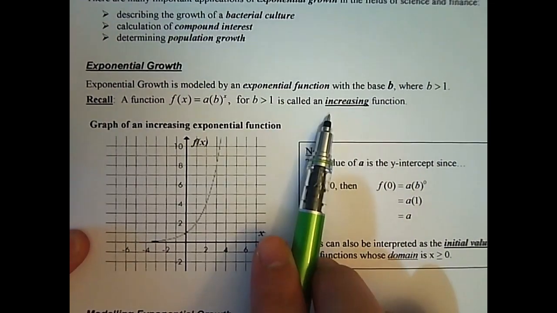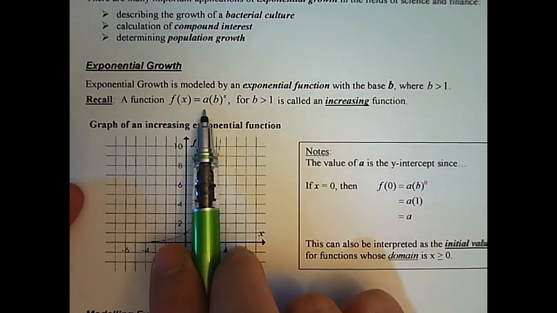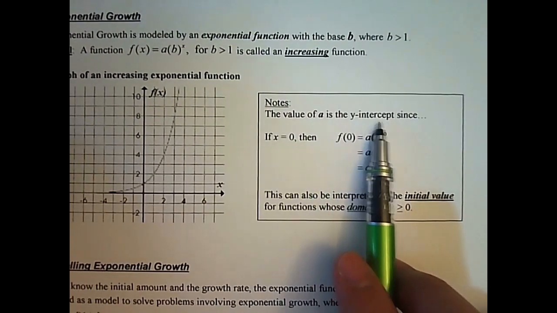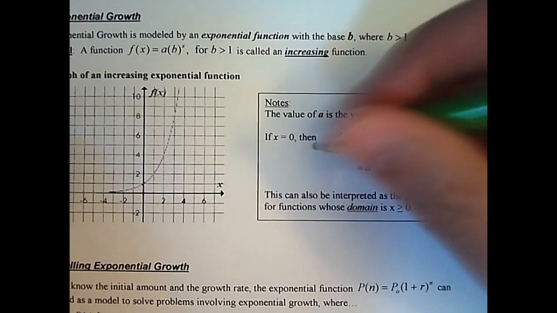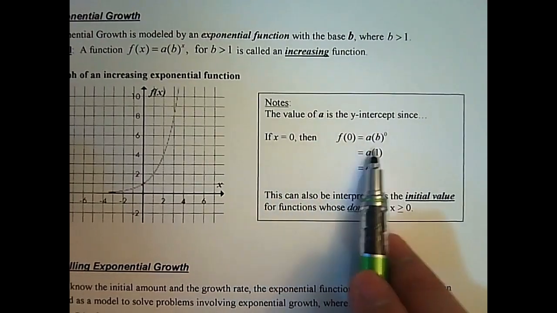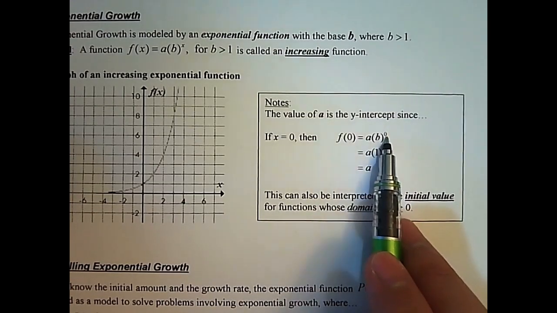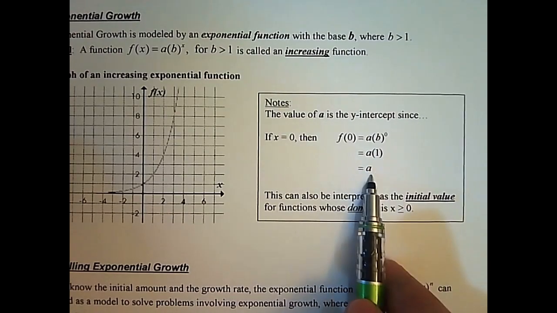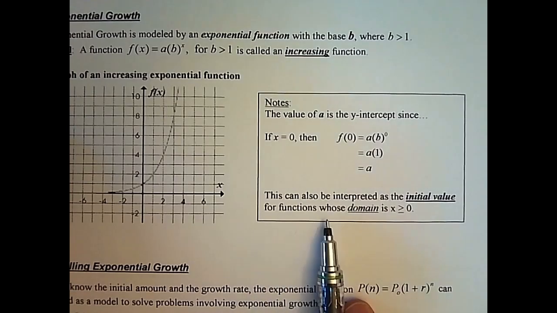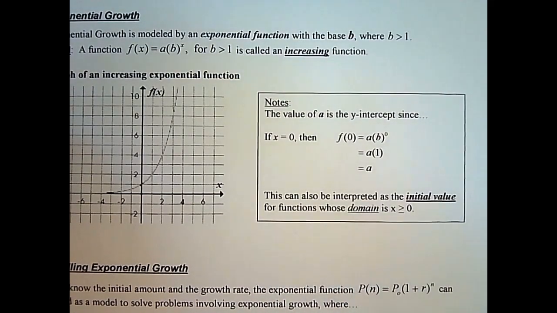and this is called an increasing function. And we have a, which represents that vertical stretch or compression. A couple notes to remember: the value of a is the y-intercept, because to find the y-intercept, remember, x is equal to 0. If I set x equal to 0, x is the exponent, and anything to the exponent 0 is 1. A times 1 is just a. So we can also use this as an initial value for functions whose domain is x greater than or equal to 0. That can help us out in some of these questions.